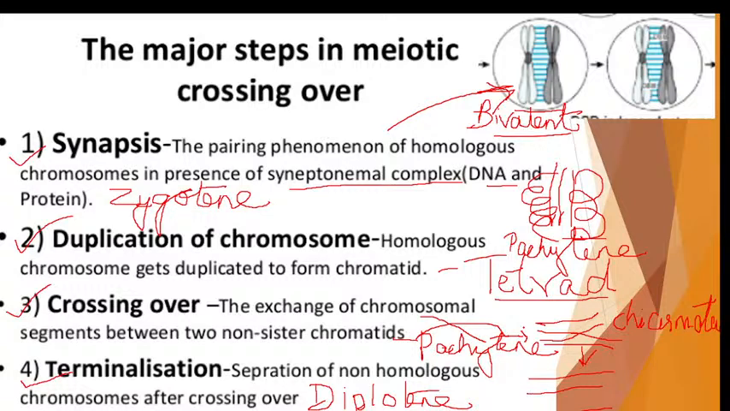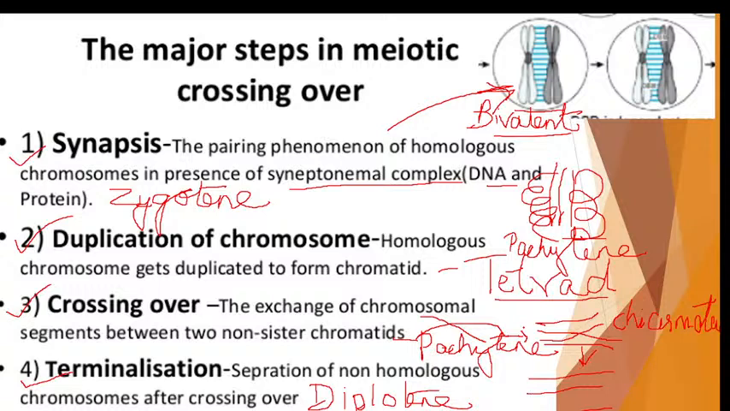Second step, duplication of chromosome. That happens in the pachytene stage of meiosis. And during this duplication of chromosome, the homologous chromosomes will get duplicated and they form a tetrad. Then the third step, crossing over, happens during the later stage of pachytene itself. The exchange of the chromosomal segments happens between the two non-sister chromatids, and here a chiasmata is formed. When crossing over happens, the structure which is formed is called the chiasmata.